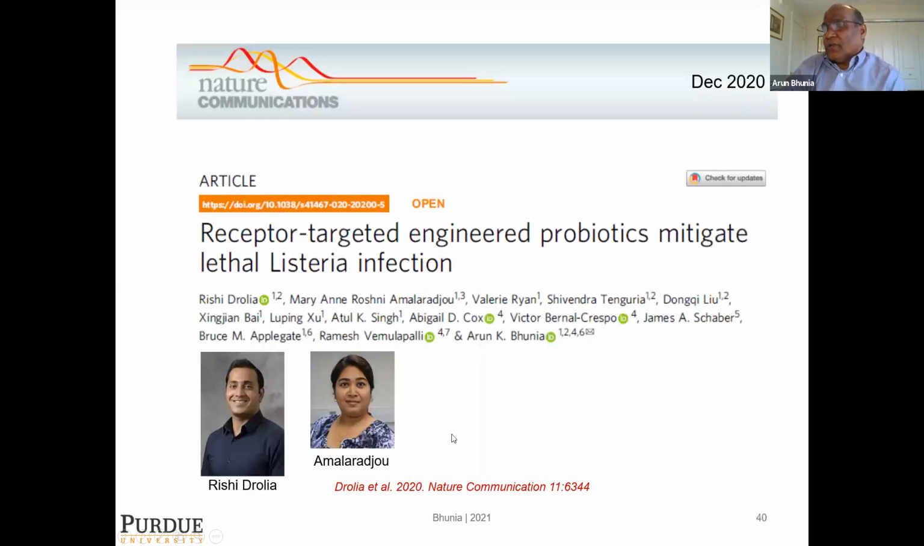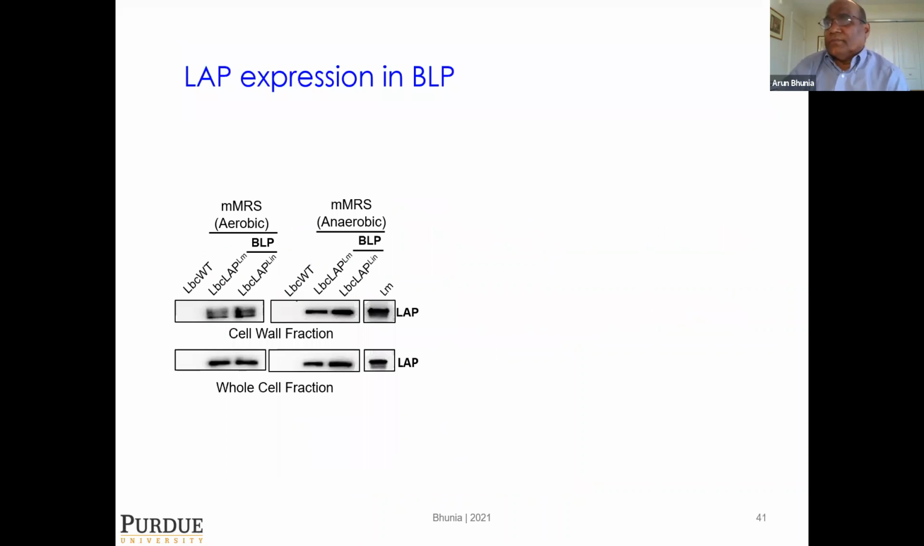And this study actually came out very recently, not too long ago. My postdoc Rosni started cloning this work, but she could not finish it. And then Rishi took on this project and ended up working with other students and finished this work. In our study, we showed that this infection can be blocked in a mouse model. So just to give you some data to show how this LAP-expressing BLP, or bioengineered Lactobacillus probiotic, can prevent listeriosis.